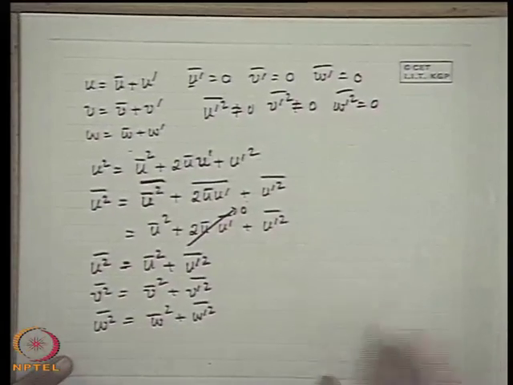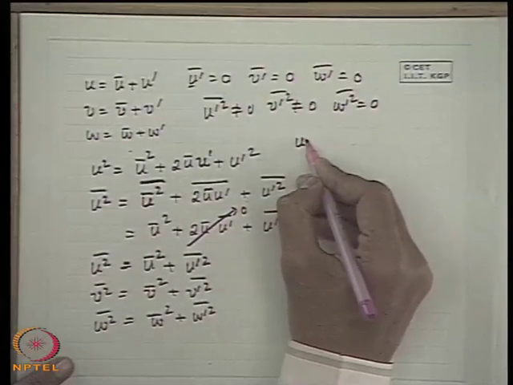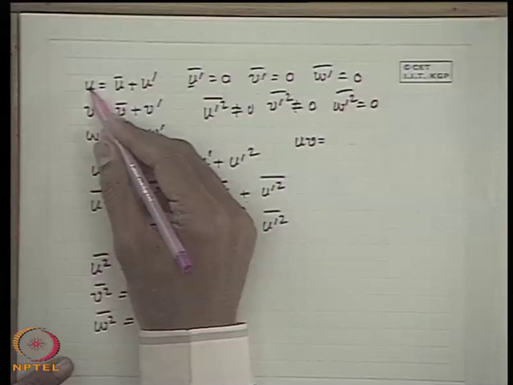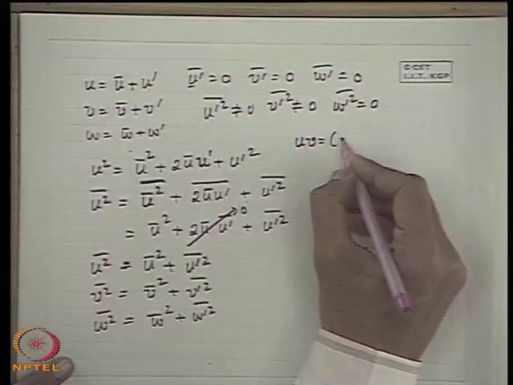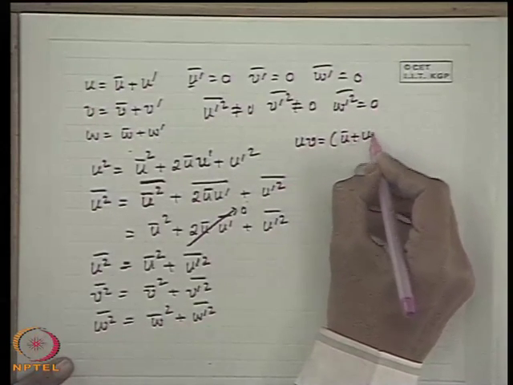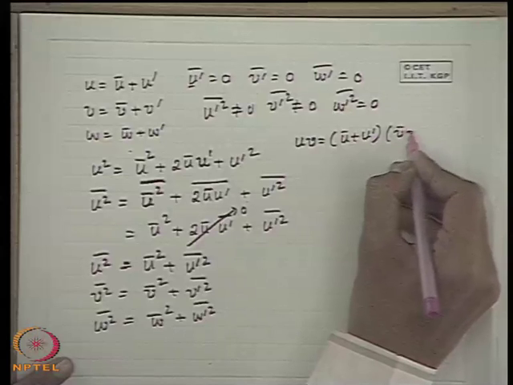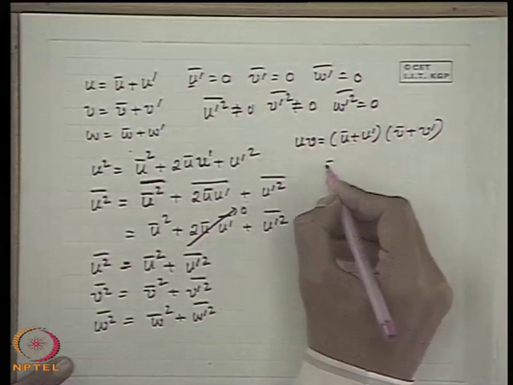Now we see another rule for the product of terms. If we multiply any two velocity components, let us multiply u and v, what do we get?